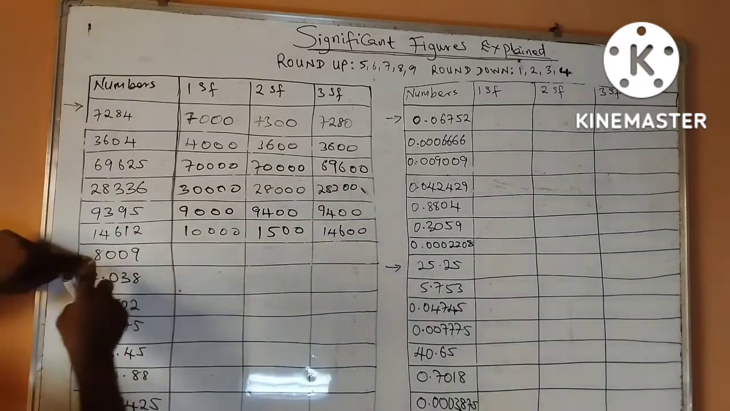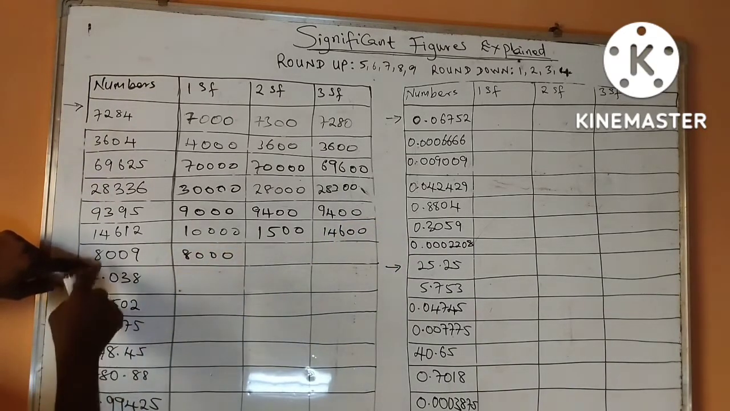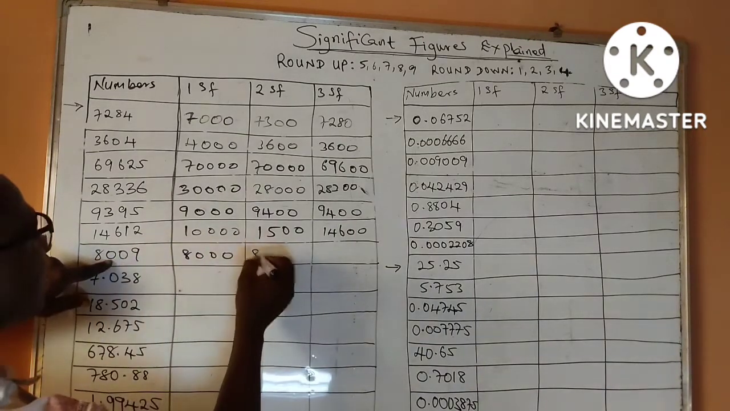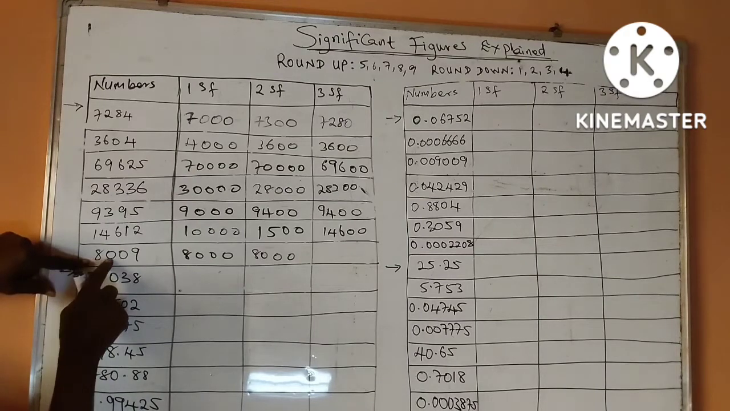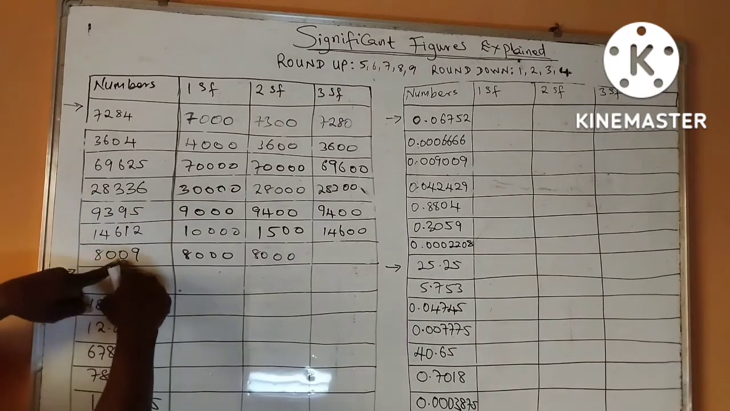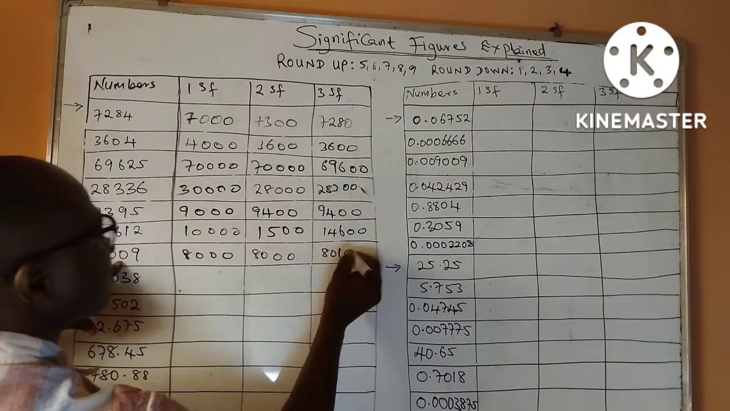Then 0, 0. On this, one significant figure is 8, 0, 0, 0. Two significant figures will now give me 8, 0, 0, 0. Three significant figures will now give me 1, 2, 3. So I meant to stop here. I will round up 9. That becomes 8, 0, 1, then 0.